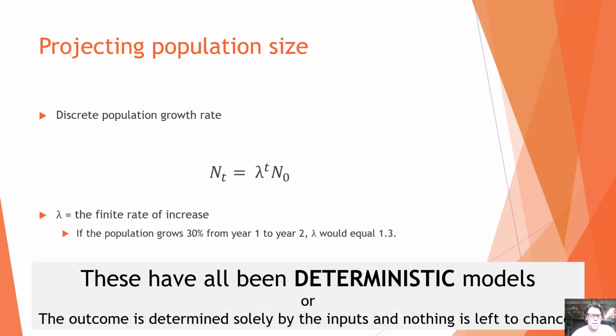All of these models that we've looked at have been what are called deterministic models. In other words, the outcome of these models is determined exclusively by the inputs, and there's nothing left to chance. In other words, there's no environmental or demographic stochasticity or chance.